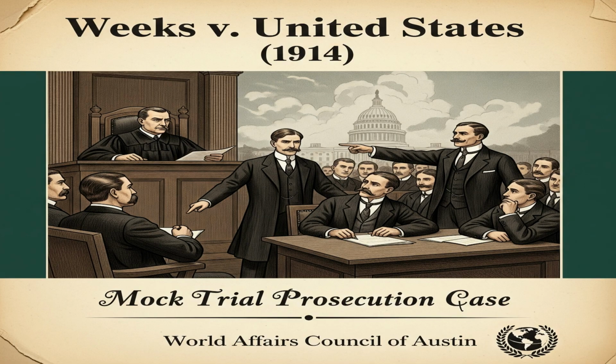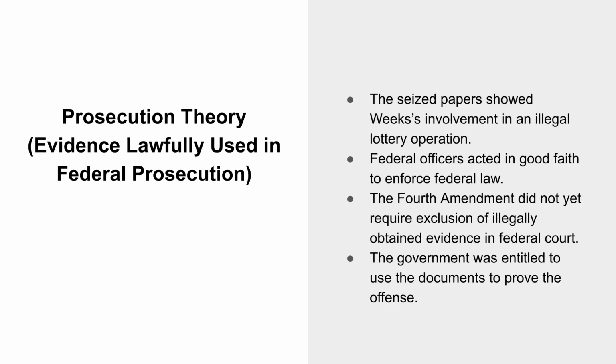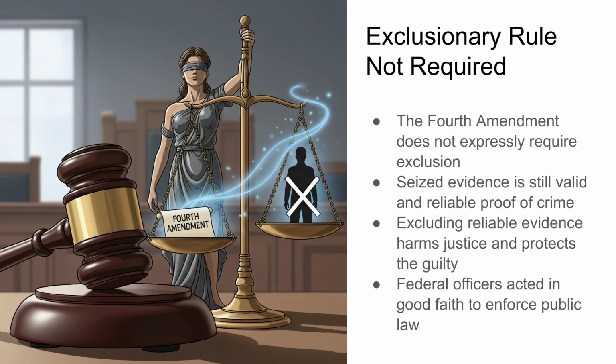We now move into the mock trial, focusing on the prosecution's case in Weeks v. United States. The prosecution's theory was that the seized papers, showing Weeks's involvement in an illegal lottery, were lawfully used. They argued the Fourth Amendment did not yet require exclusion in federal court, and officers acted in good faith. The prosecution contended that the Fourth Amendment does not explicitly require exclusion. Seized evidence remains reliable proof, and excluding it harms justice. They maintained federal officers acted in good faith.